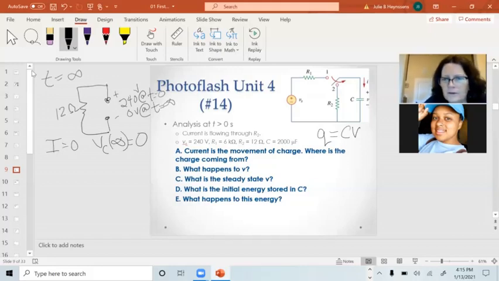When I initially have this thing at 240 volts, I've got 20 amps of current coming through here. And current is dq/dt. It's the movement of charge with time. So if I'm putting current through this resistor, I must be pulling charge off of this capacitor. And as I pull charge off the capacitor, the capacitance stays constant, so the only thing I can do is lower the voltage.